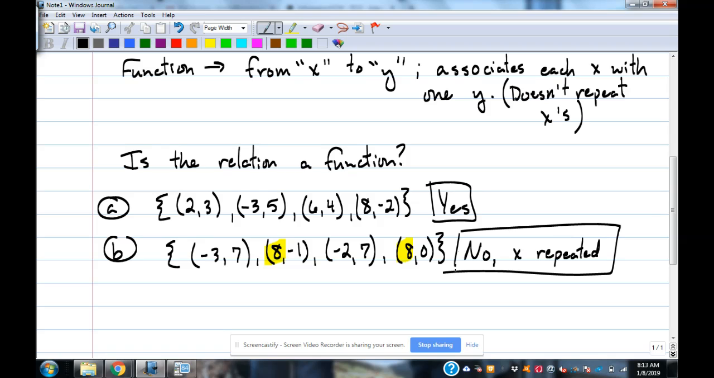Because X is repeated. Look at that. That 8 is the X repeated. Does the 7 being repeated matter? No, not in whether or not it's a function.